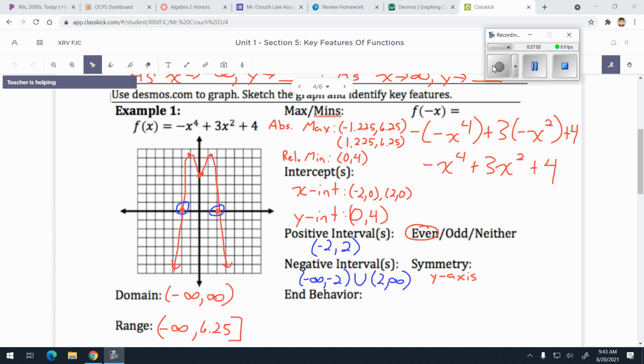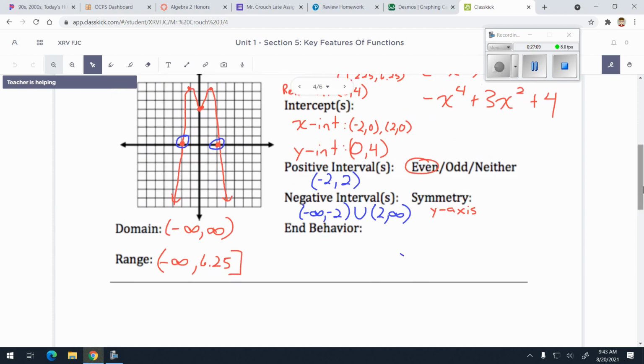Okay? And then last but not least, end behavior. We have an infamous phrase that we are talking about. As x approaches negative infinity, y approaches blank. As x approaches positive infinity, y approaches blank.